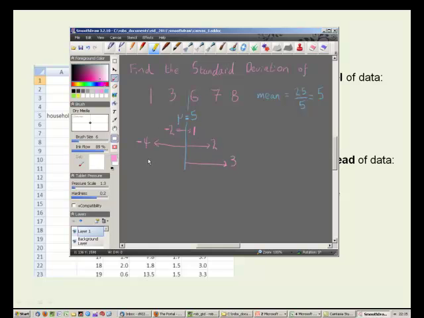So to cope with these negative numbers, instead of just ignoring the negatives, which is what you do if you're calculating the mean absolute deviation, which is not often used, what we do is cope with these negatives by squaring all the numbers. So, in terms of steps, the first one is find the mean. Second one is find deviations from the mean. Third one is we square the deviations.